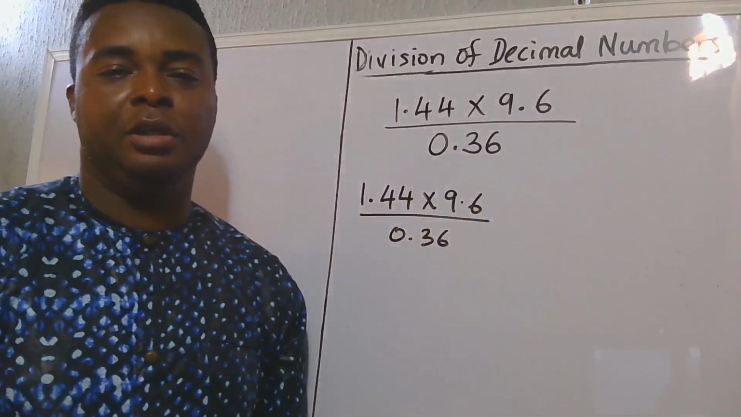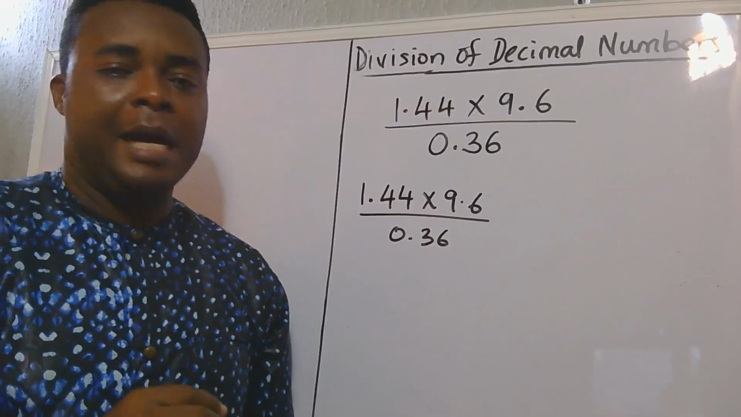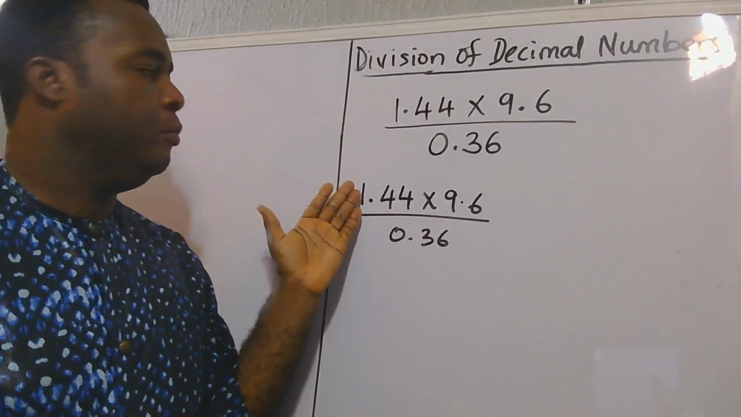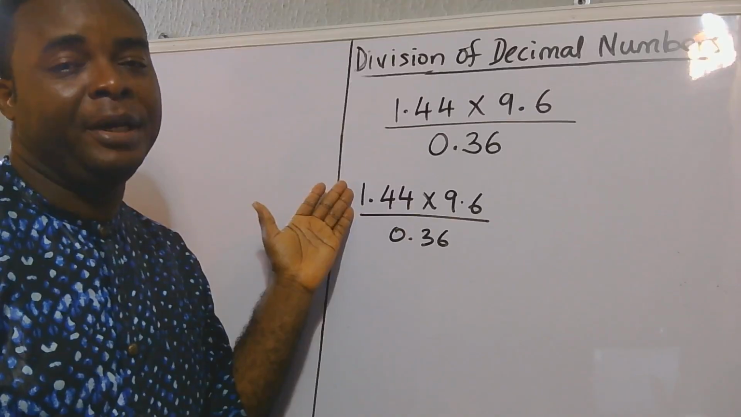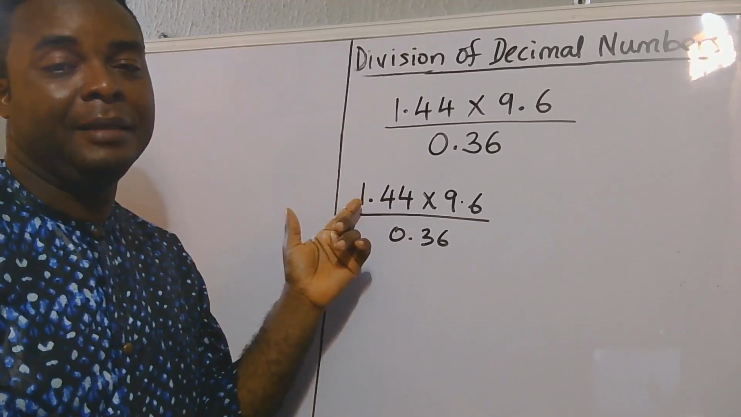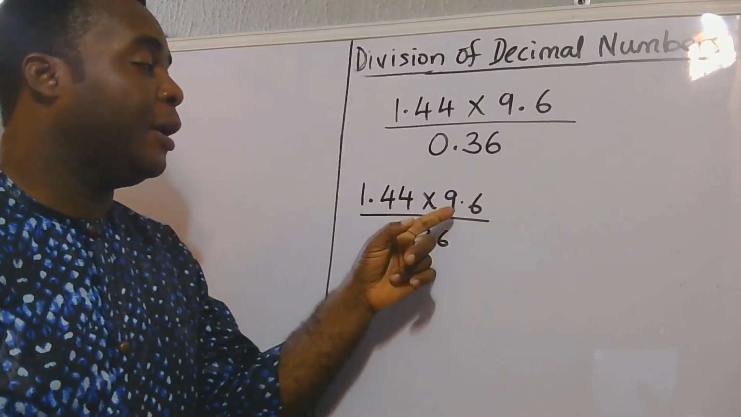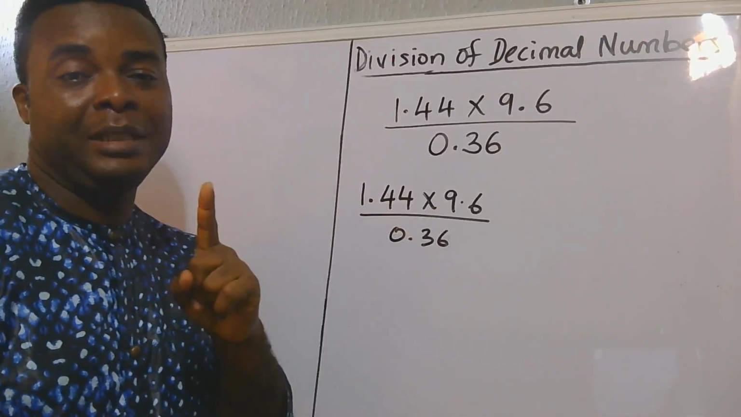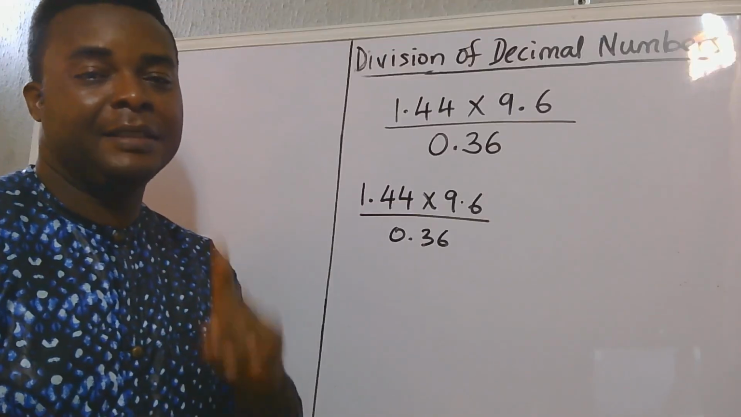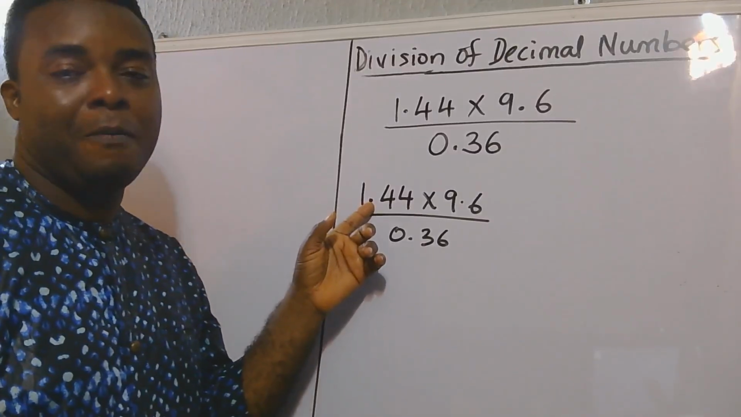Now, to solve this question, we'll have to change these numbers to whole numbers. Now, how do we do this? If you look at the numerator, we have more decimal places at the numerator than the denominator. The first number has 2 decimal places, that is 4, 2 numbers. The second number, 9.6, has 1 decimal place, that is 6. Remember, decimal places refer to the numbers that appear after a decimal point.